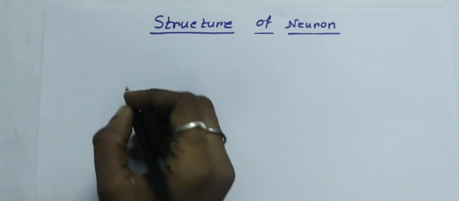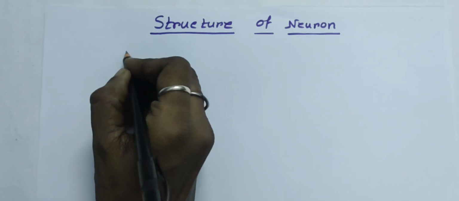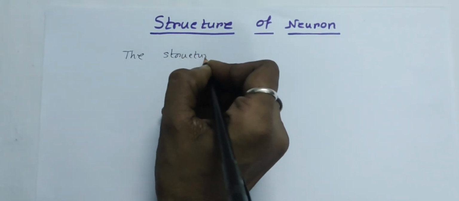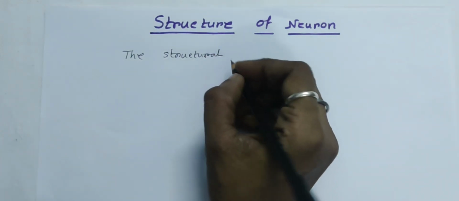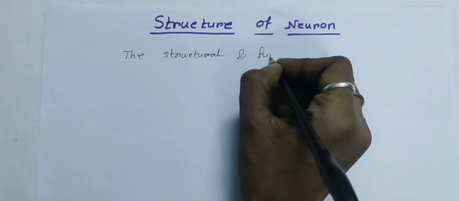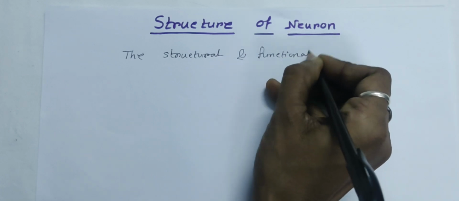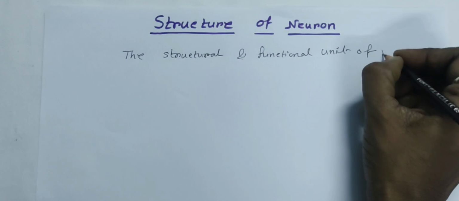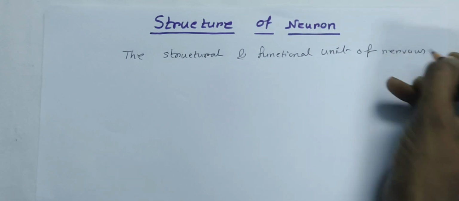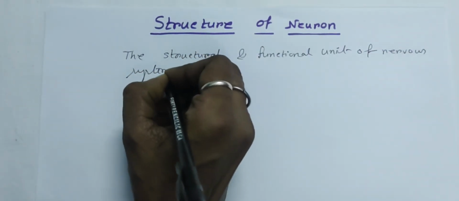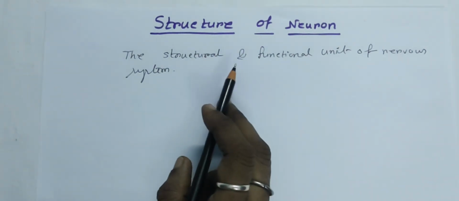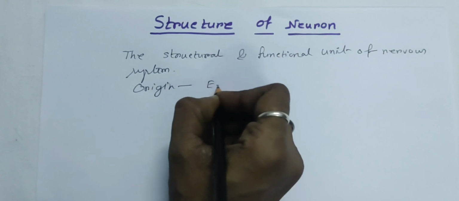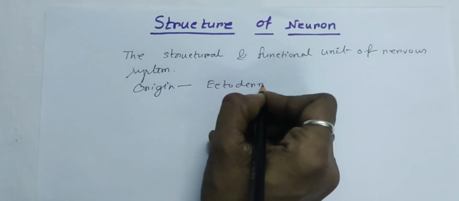So neuron is the structural and functional unit of the nervous system. It is originated from the ectoderm. So the origin is from the ectoderm. What is ectoderm?